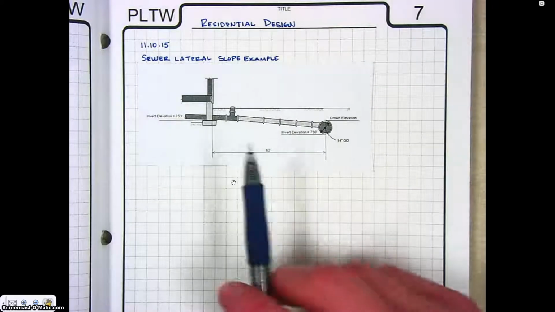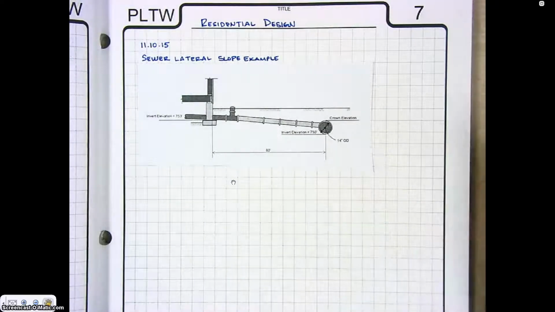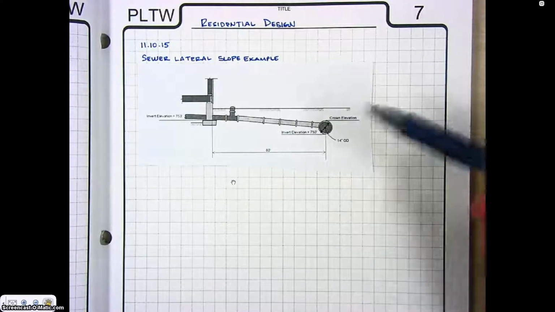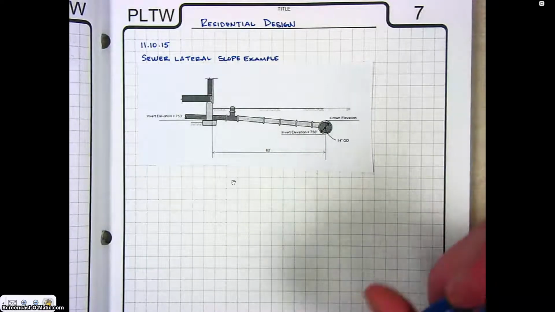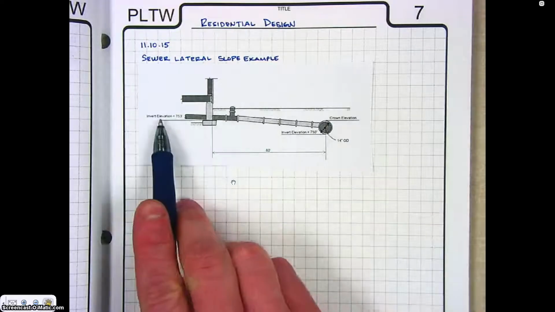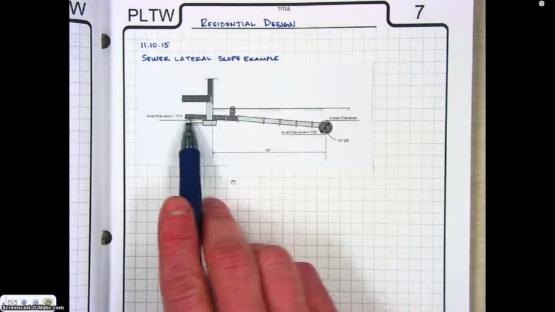I'm going to show you how to calculate the slope for our sewer lateral to see if it meets the building code requirements for a sewer lateral. A couple of things we need to know. We have our invert elevation. This is where all the wastewater exits the house.